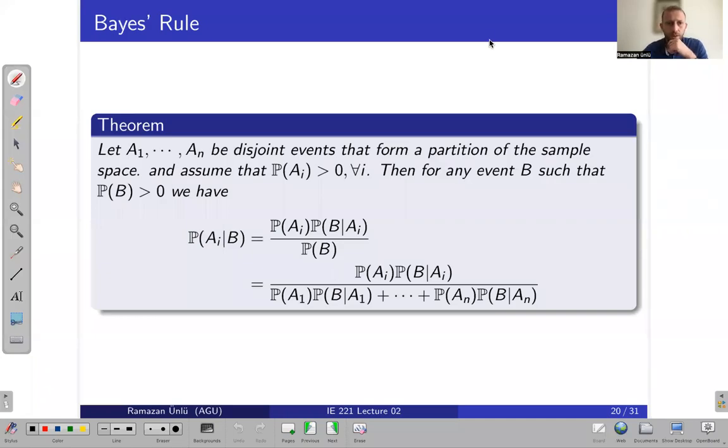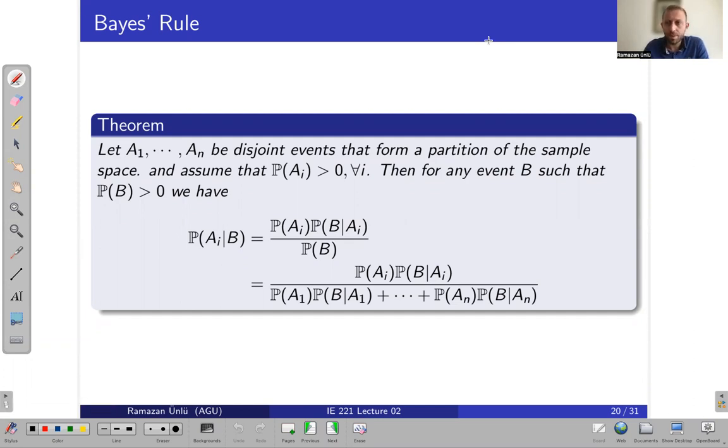Hi guys, welcome to another part of lecture 2. In this part, we are going to look at the Bayes rule. The Bayes rule is a really powerful theorem you can use in many different problems. So first, let's look at the formal definition.